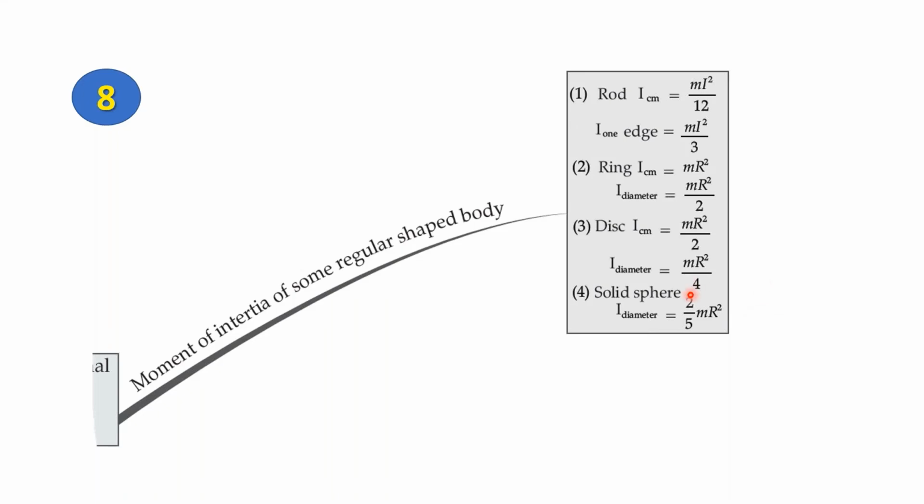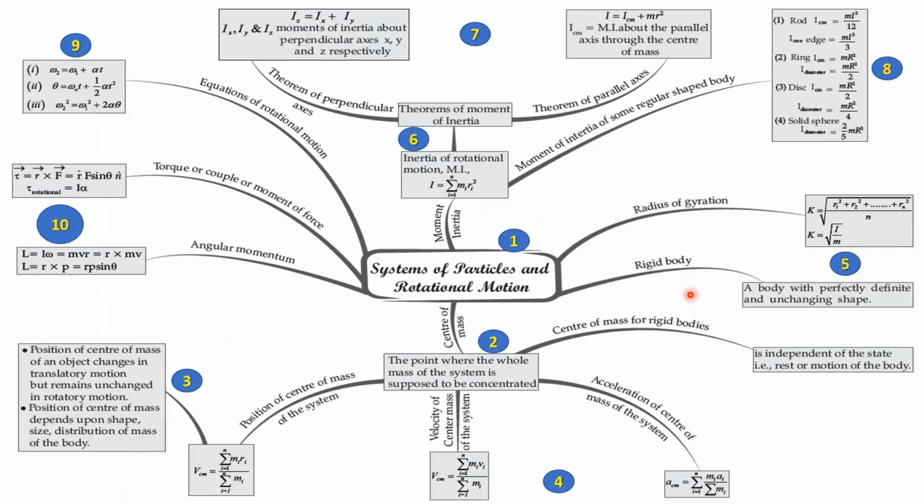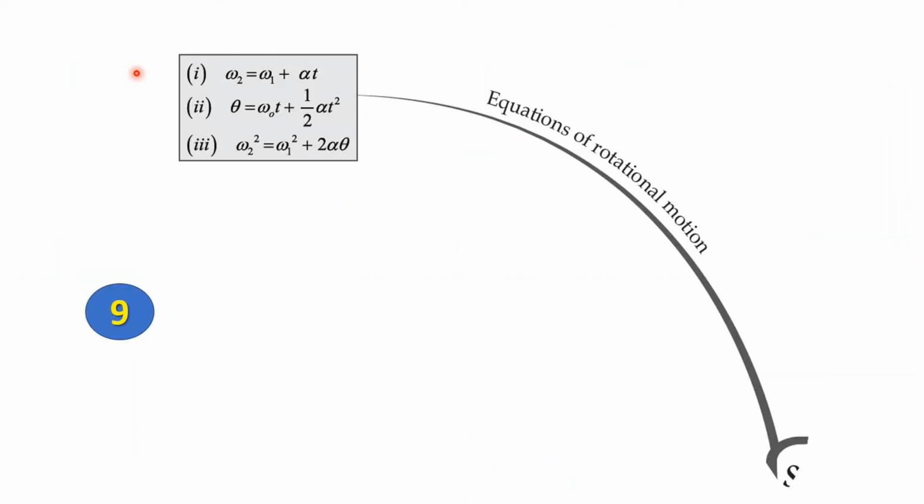Now with that, we complete moment of inertia. And next, we will move on to some equations of rotational motion. So from one end of the mind map, we now fly to the other end. Now let me enlarge this image for you. Now the heading here is equations of rotational motion.